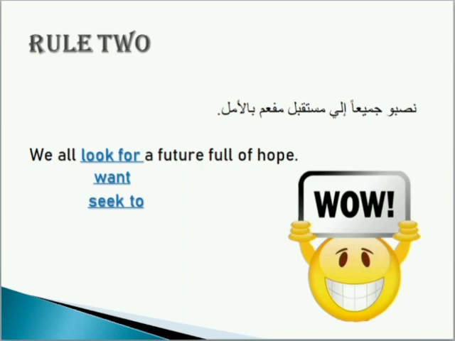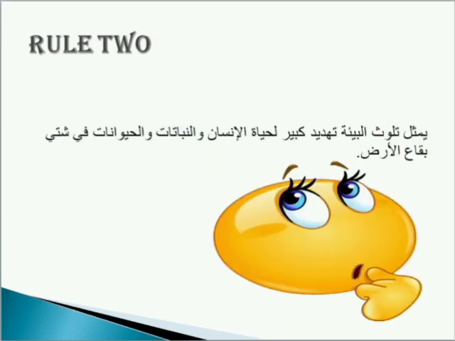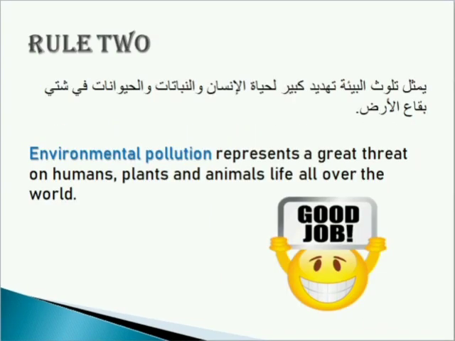Another one, يمثل تلوث البيئة تهديداً كبيراً لحياة الإنسان والنباتات والحيوانات في شتى بقاع الأرض. Think. Let's translate it. يمثل تلوث البيئة. You start with تلوث البيئة, environmental pollution. يمثل represents تهديداً كبيراً, a great threat, لحياة الإنسان والنباتات والحيوانات. A great threat on humans, plants, and animals' life في شتى بقاع الأرض means all over the world.